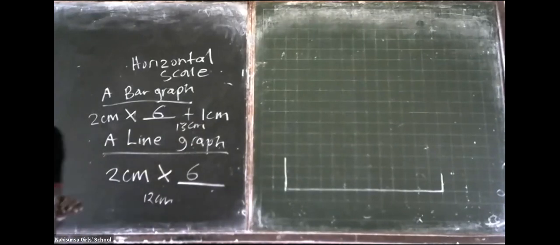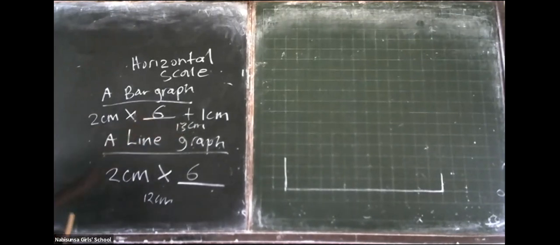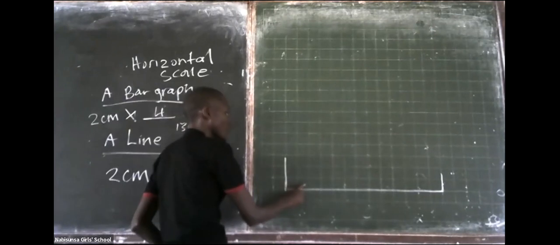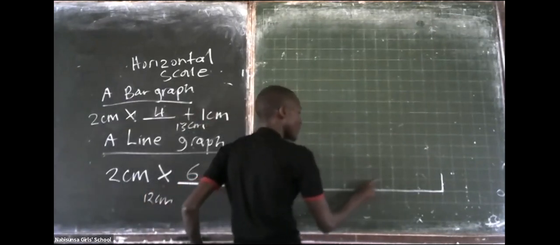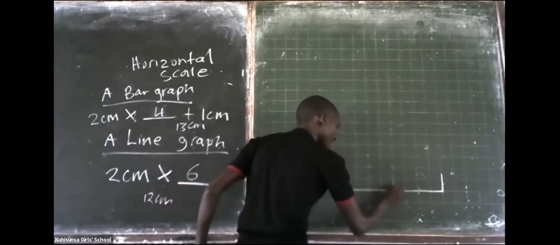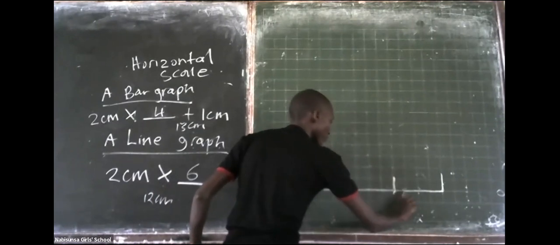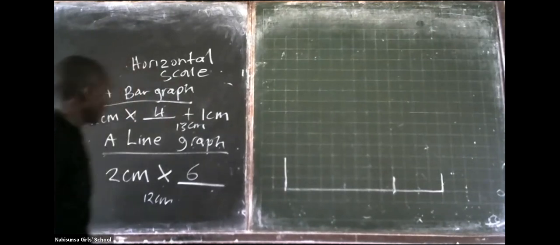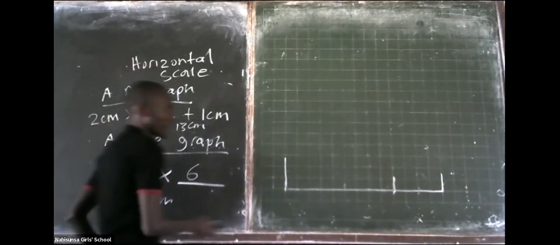So if at all I'm having 4 items, how many centimeters am I going to use? 9 centimeters. So you just come and say 1, 2, 3, 4, 5, 6, 7, 8, 9. So you end here. When you are drawing your graph, you end there, where 9 is. Am I clear? Yes, teacher.